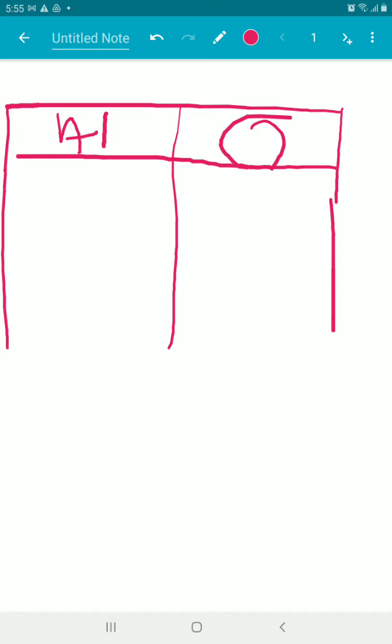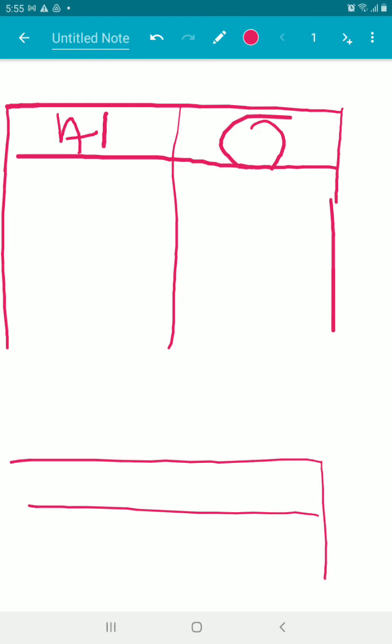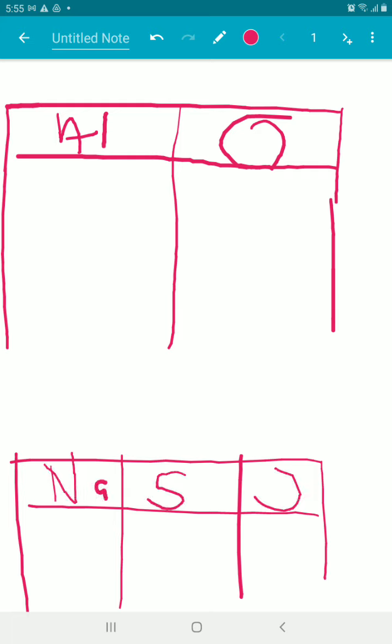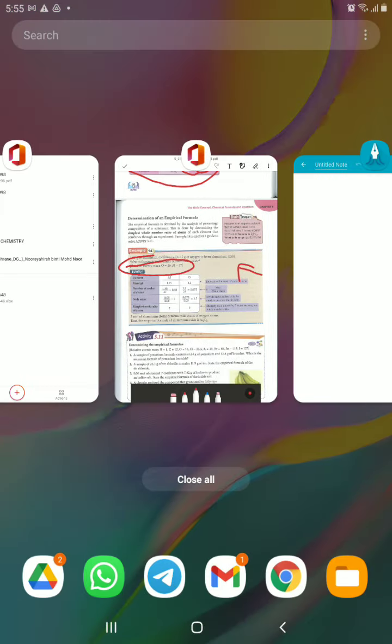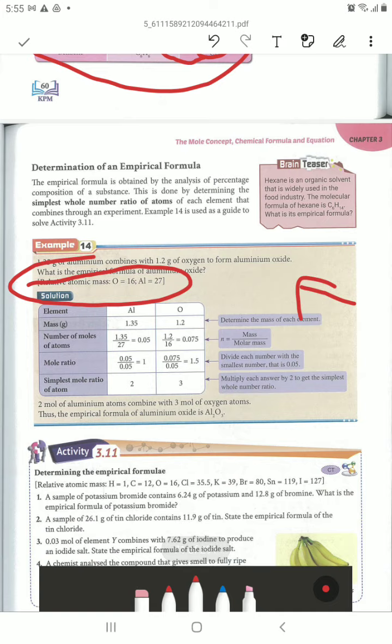This depends on the question. You look at what RAM is given. If the RAM given is sodium, sulfur and oxygen, then you have 3 columns. The columns must be sodium, sulfur and oxygen, like that. You look at the RAM. How do you find the RAM? Look in the question.